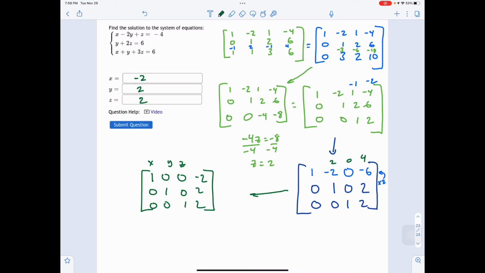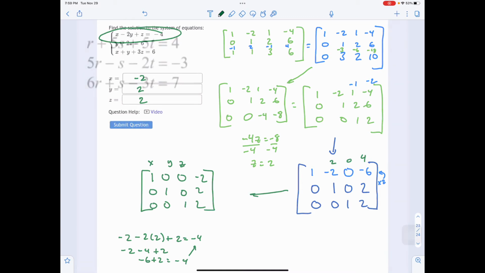Let's double check. We'll go ahead and plug that into my first problem up here. We'll say -2 minus 2 times 2 plus 2, is that going to be -4? And we have -2 minus 4 plus 2 is -6 plus 2 is -4. Good check. There you go.